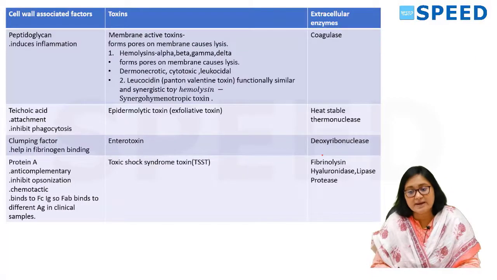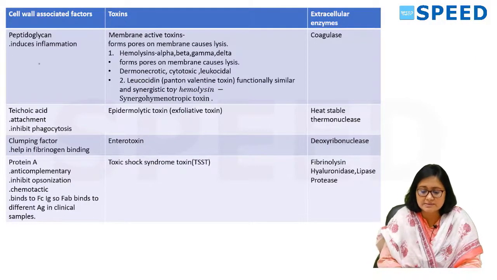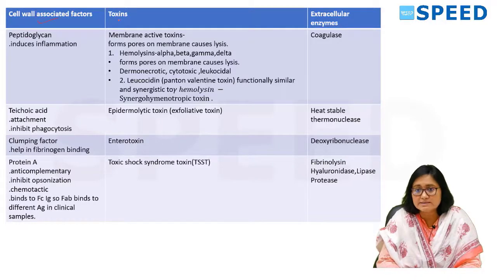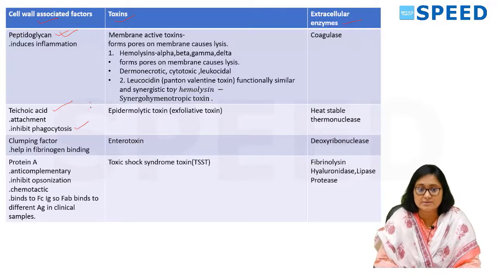What are the virulence factors of Staphylococcus? There are cell wall associated factors, and you have toxins and enzymes. We'll start with the cell wall associated factor responsible for virulence of Staphylococcus, that is peptidoglycan. As Staphylococcus is gram-positive cocci, they will have a thick peptidoglycan layer and they will have teichoic acid. This teichoic acid will help in adhesion of bacteria as well as inhibit phagocytosis.